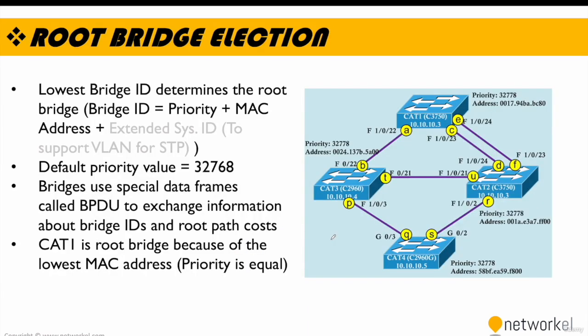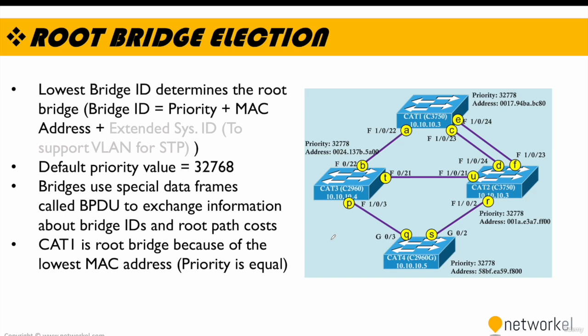The root bridge is the primary switch in a spanning tree topology. It serves as the reference point for all other switches in the network. The root bridge is elected based on the bridge ID value, which consists of the priority, a configurable value, and the MAC address of the switch. Always the switch with the lowest bridge ID will become the root bridge, and in case there is a tie, the switch with the lowest MAC address will win.